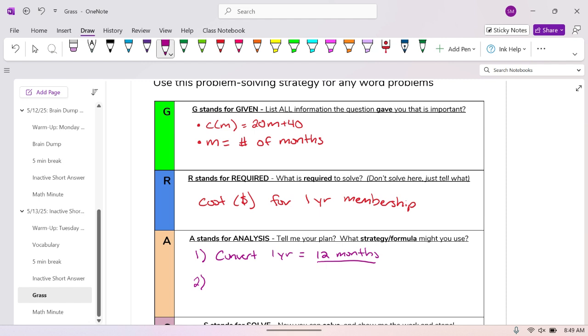So this function tells me what the cost is after so many months. What it looks like is that there's a flat rate of 40 and then it's $20 extra a month for the membership. That's what you pay. So what do you think I'm going to do to figure out how much I pay after 12 months? How do you think I'm going to find it?